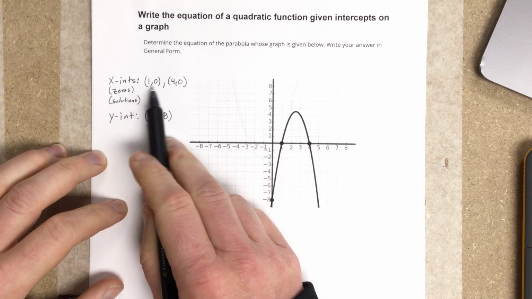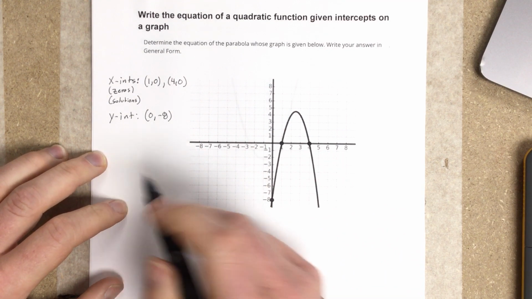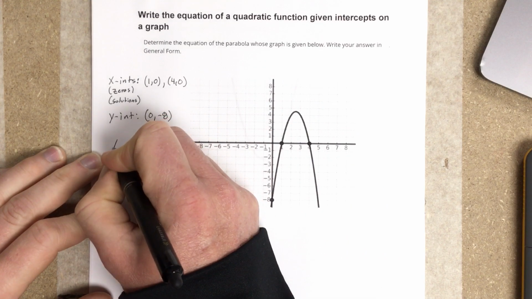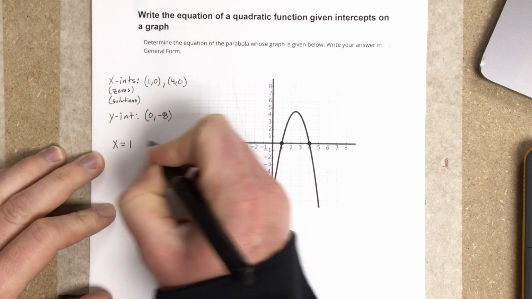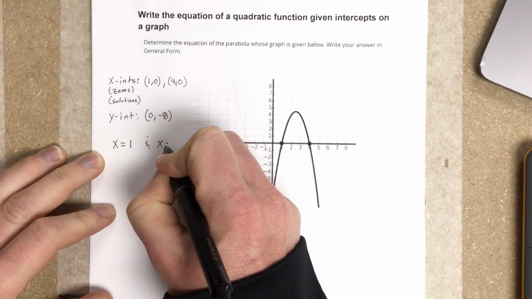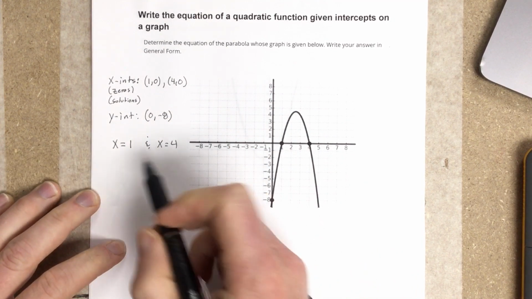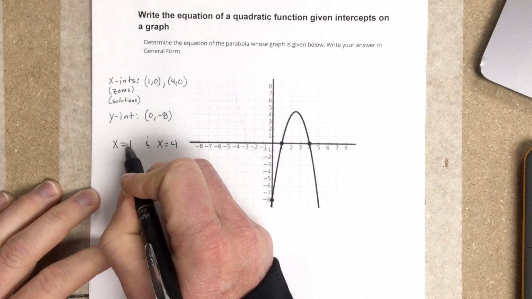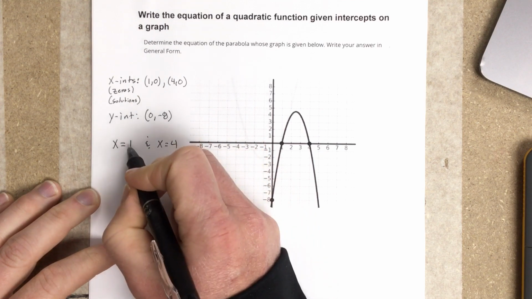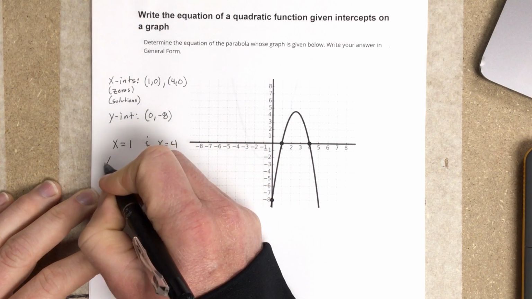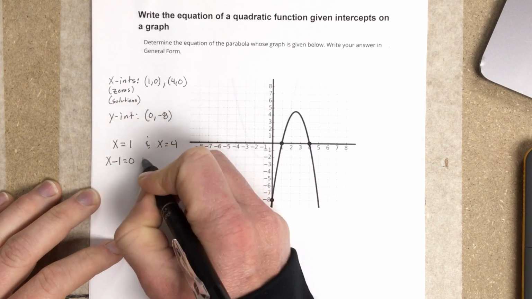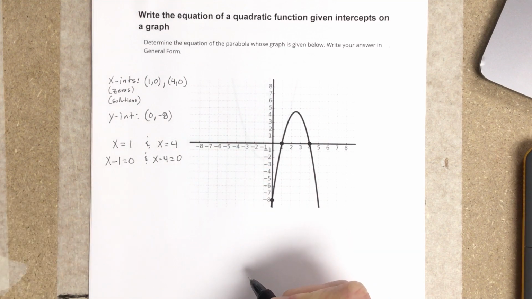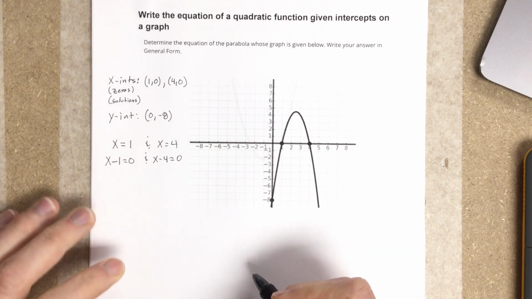Well, the x-intercepts actually tell us our solution. So if we work backwards, we would say that we have x is equal to 1 and x is equal to 4. How did we get there? Well, we would have at some point done the zero product property. So if we go backwards a little bit, we'd have x minus 1 equals 0 and x minus 4 equals 0, because those are the two solutions, so we're working back to its factors.